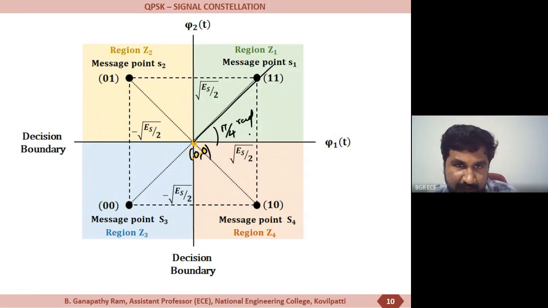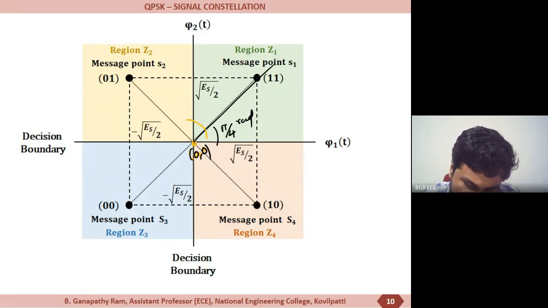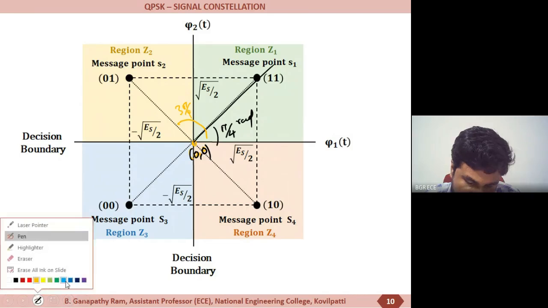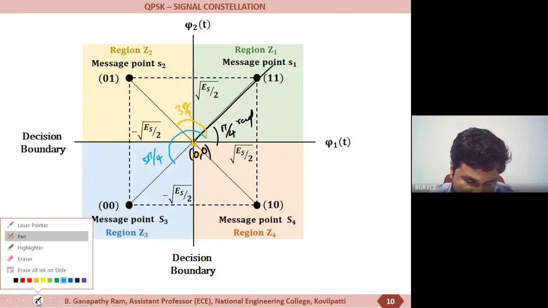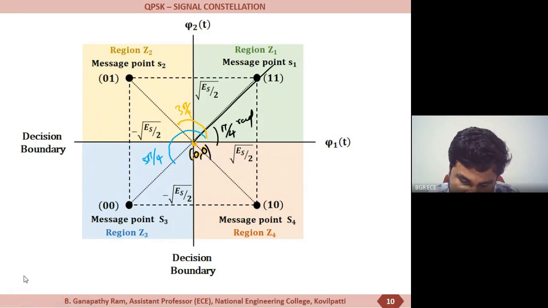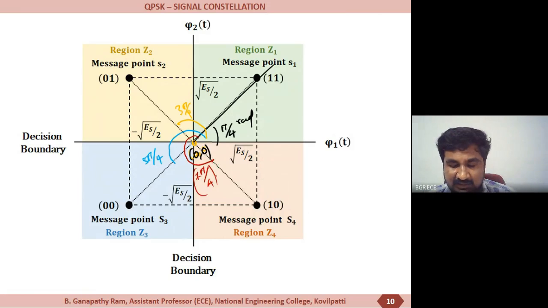And for message point 2, it is 3 pi by 4. And for message point 3, it has an angle of 5 pi by 4, and correspondingly for message point 4, the phase variation from the sinusoidal carrier is 7 pi by 4 radians.